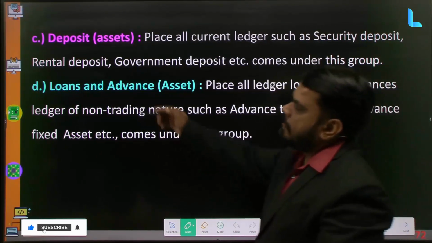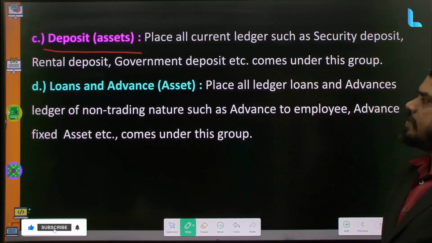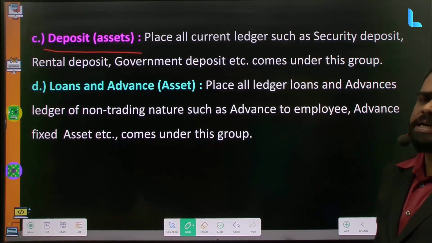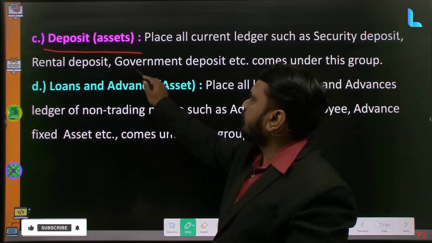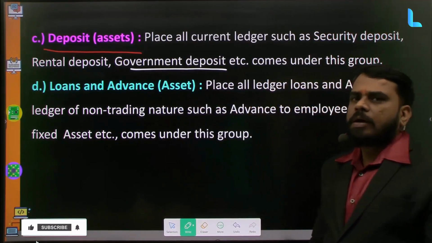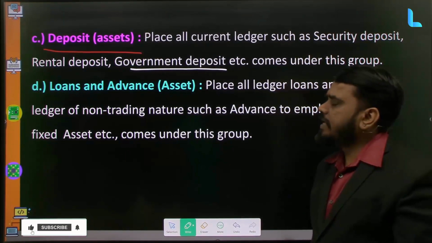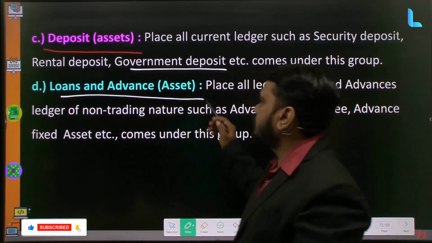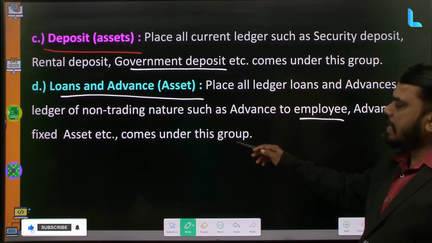The next account group is called deposits under asset side. Examples of this are deposits like rental deposit, subscription deposit, security deposit, or a government deposit for a project or a surety. These all come under deposits asset side. Then next we have the account group called loans and advances asset side. We will place all the ledgers of loans which our company has given as a loan or advance to other sources or employees. They all fall under this particular group.